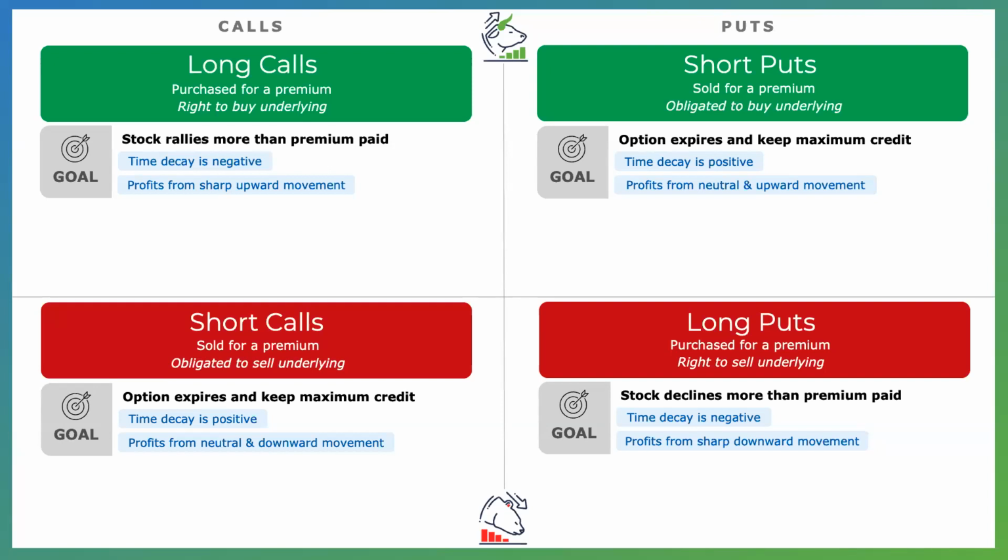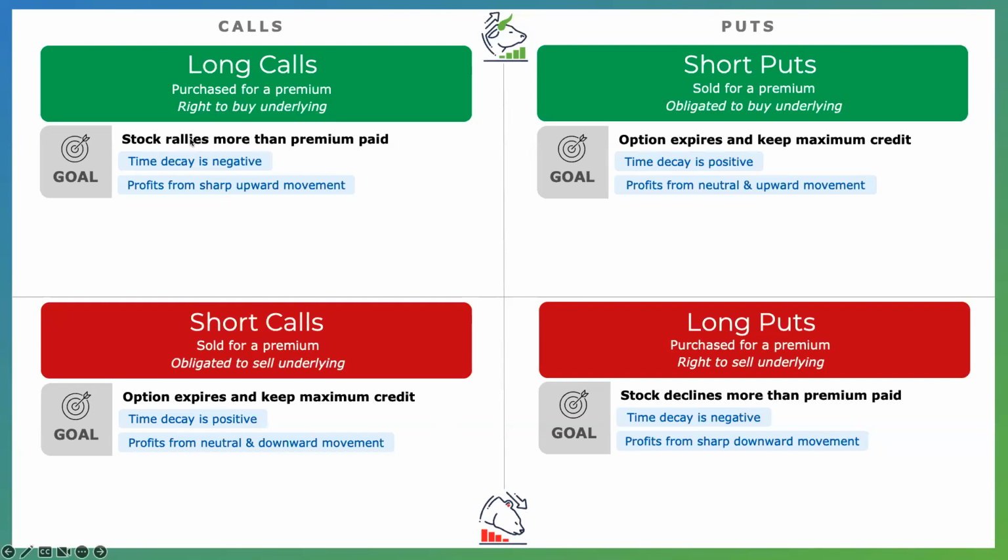So long options are purchased for a premium, and they contain the right to execute upon the terms of the contract. Whereas short options, on the other hand, are sold for a premium, and they contain the obligation to fulfill the other side of that contract. And I'm starting with that because what you can see is there is a mirror across this T chart. So the way this is set up, you have bullish strategies on the top quadrants. You've got bearish strategies on the bottom quadrants. And we've got calls on the left, and we have puts on the right.